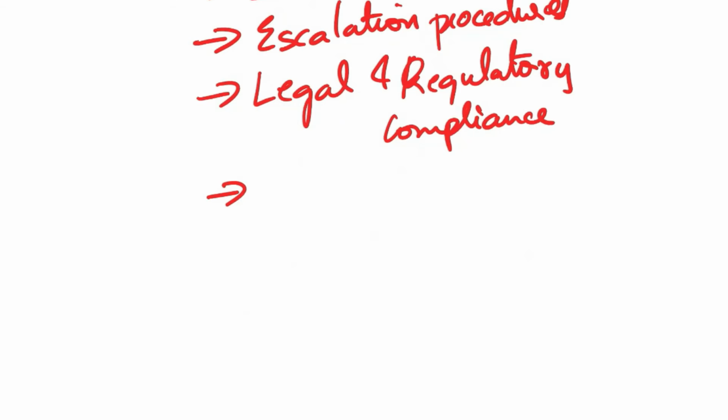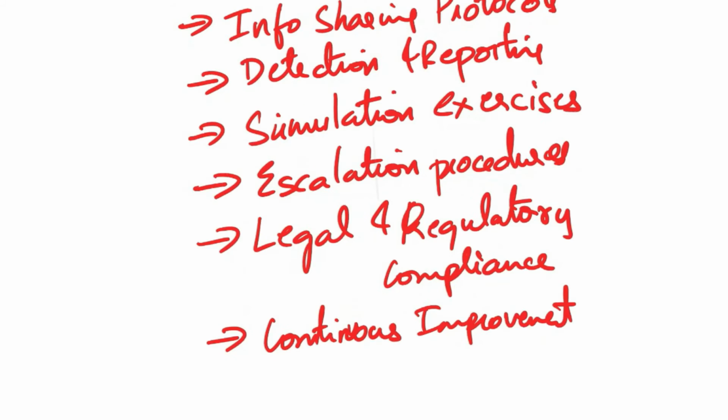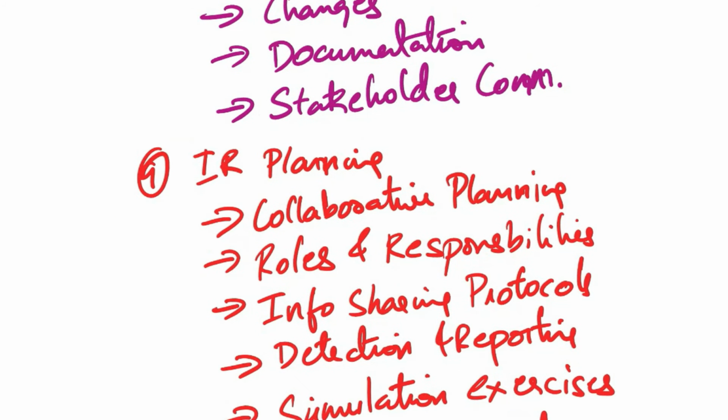Next, establish a process for continuous improvement of incident response plans. Regularly review and update plans based on lessons learned from real incidents, simulation exercises, and changes in the threat landscape. So, the incident response planning is interconnected with other steps in the TPRM framework. It draws on information gathered during risk assessments, relies on effective communication established in earlier steps, and informs the ongoing monitoring and assessment of third-party security practices.